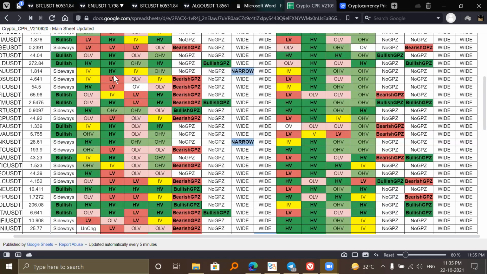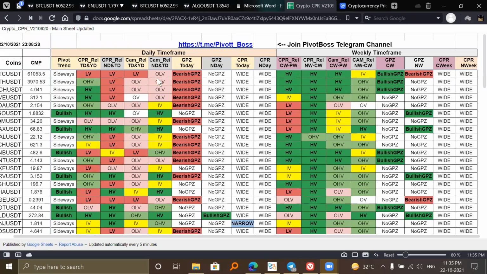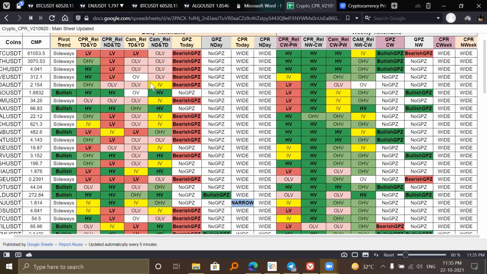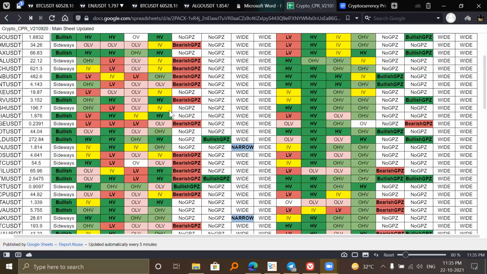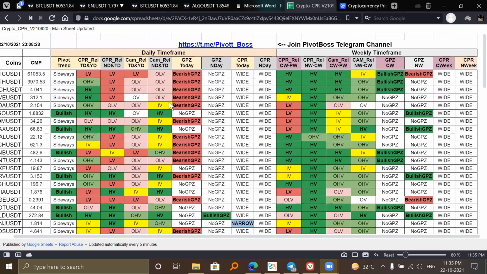Similarly, if LV is written, that is the most bearish, and OLV means overlapping lower value, that is moderately bearish. And IV is inside value, and it is neutral. Most probably you will see quite a good movement either upside or downside on that day if it is inside value or moderate, that is neutral.